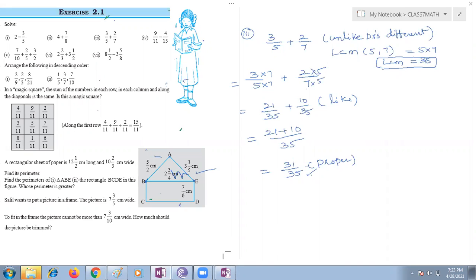You need to practice tables here. Once you are perfect with your tables, your answer is very simple. You can get very quick answers.